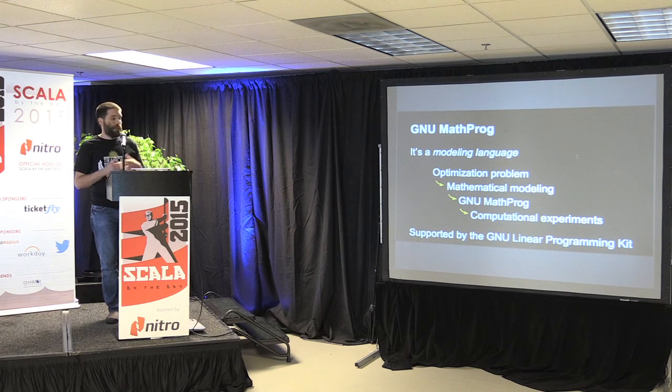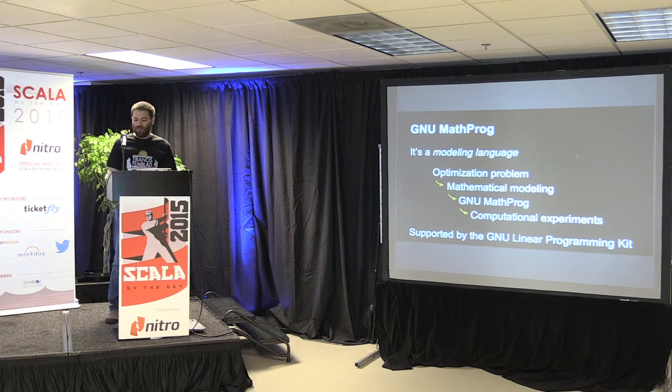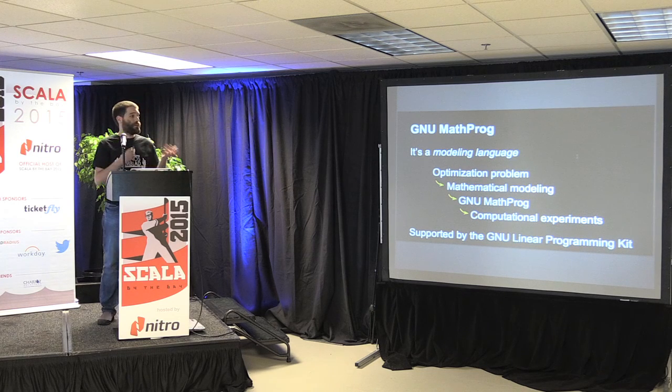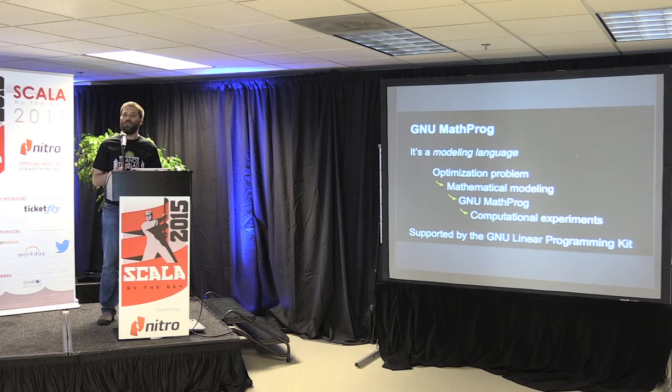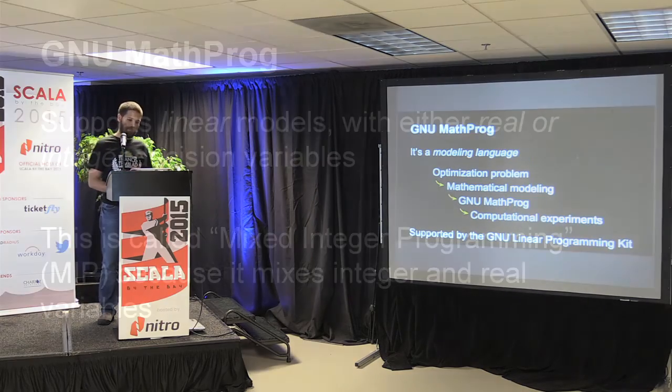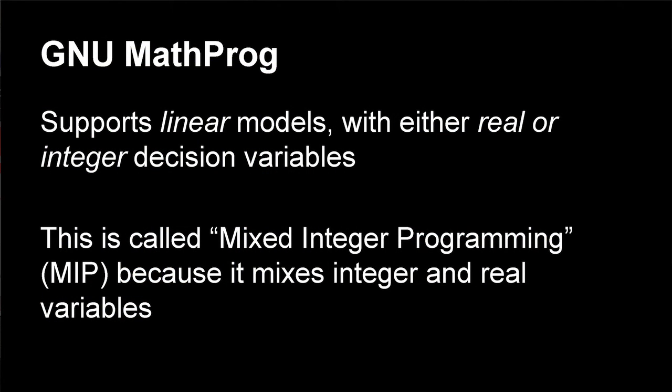For example, the GNU Linear Programming Kit is a free software package that includes one of such solvers and supports that you use a Mathprog model to specify your problem. The kinds of problems that can be expressed by Mathprog are all linear and can have either integer or real variables. And these problems are called mixed integer programming because they allow integer and real variables to mix.